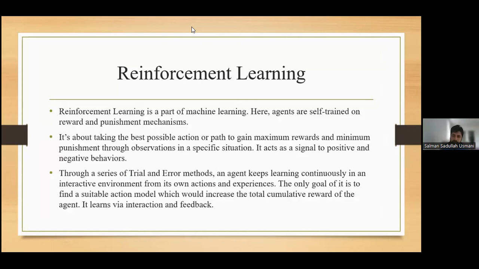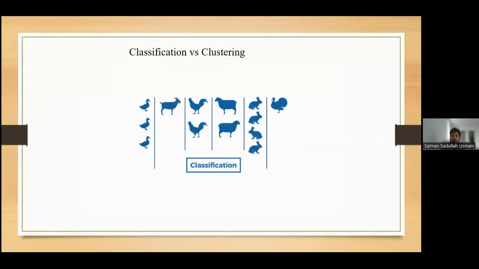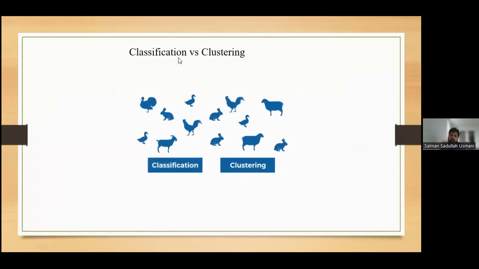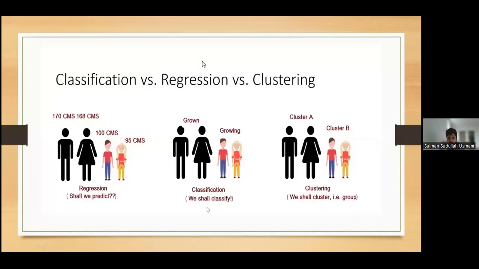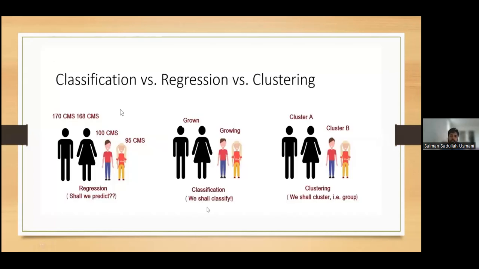Sir, can you repeat that previous slide? Yeah, this one. Sir, no, after that. Okay. No, sir, after that. Yeah, this one. Clustering. Yeah, this one.